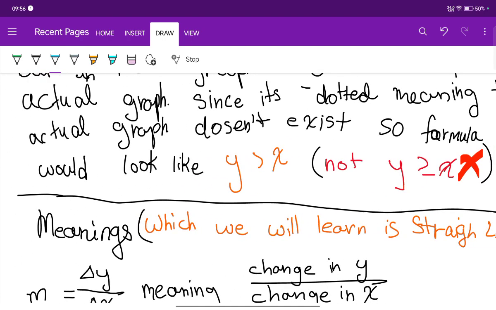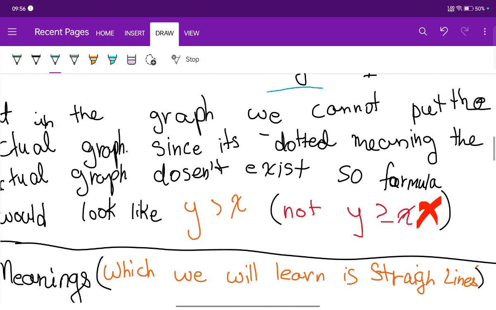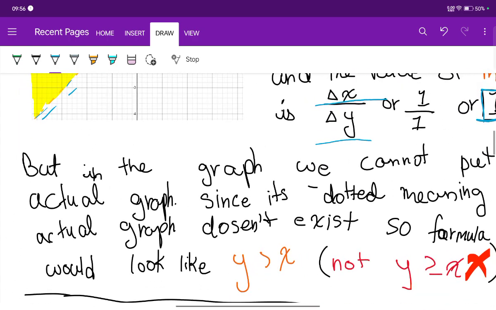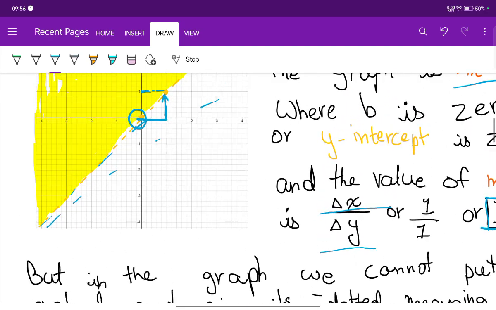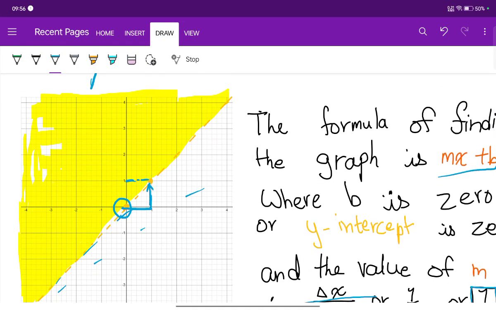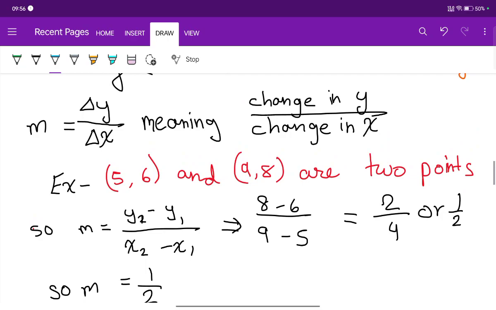So the formula would look like y is greater than x, not y is greater than or equal to x. We can put any value y in which y is greater than x, but we cannot put y equal to x. Otherwise, this will come true, and we will not have to make it true.